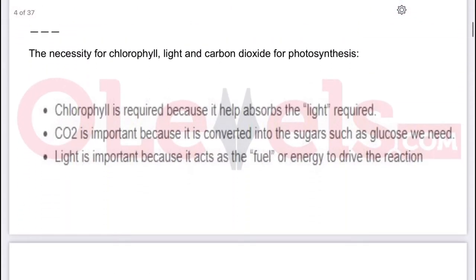The necessity of chlorophyll, light, and carbon dioxide for photosynthesis. Chlorophyll is required because it helps absorb the light required. CO2, carbon dioxide, is important because it is converted into sugars such as glucose, which we need. Light is important because it acts as the fuel or energy to drive the reaction.